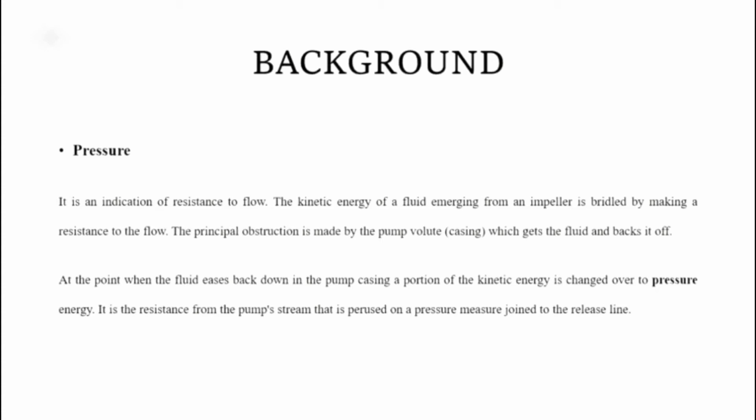So the background, first, pressure. Pressure is an indicator of resistance to flow. The kinetic energy of a fluid emerging from an impeller is released by making a resistance to the flow. The principal obstruction is made by the pump volute, the casing, which gets the fluid and slows it down. At the point when the fluid is slowed down in the pump casing, a portion of the kinetic energy is changed over to pressure energy. It is the resistance from the pump string that is produced on a pressure gauge joined to the discharge line.